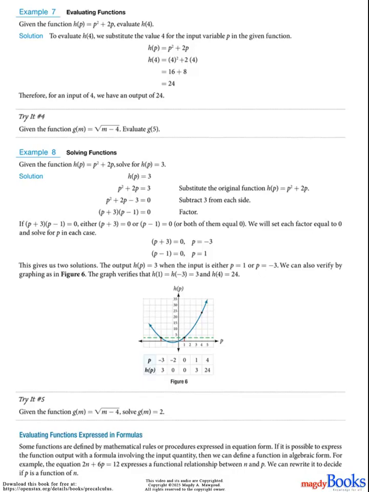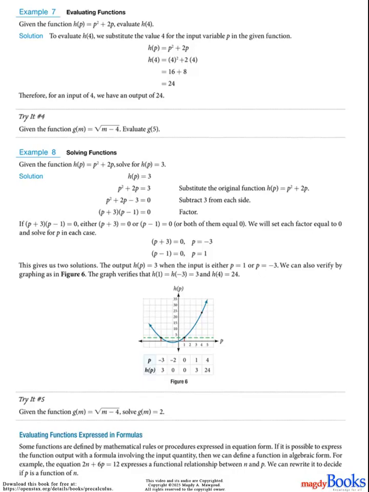(p − 1) = 0, p = 1. This gives us two solutions. The output h(p) = 3 when the input is either p = 1 or p = −3. We can also verify by graphing as in Figure 6. The graph verifies that h(1) = h(−3) = 3 and h(4) = 24.